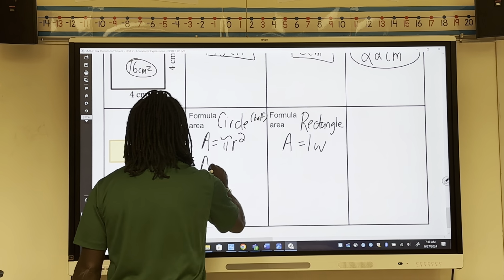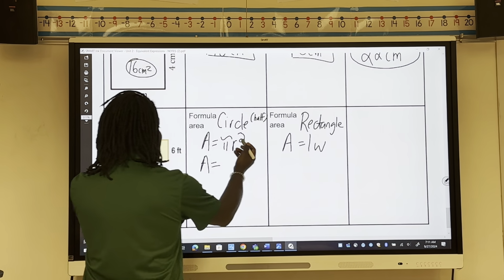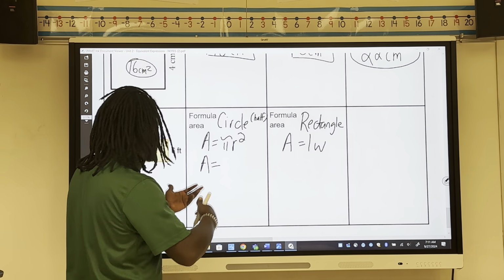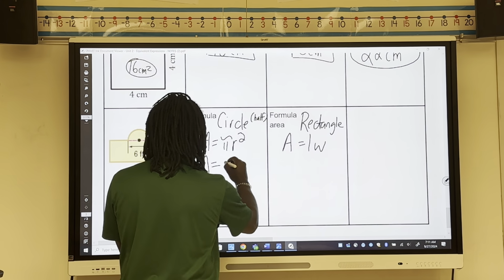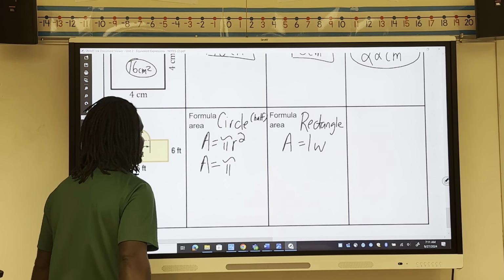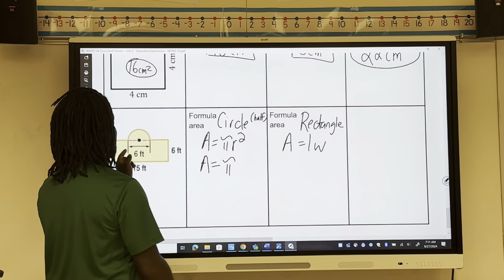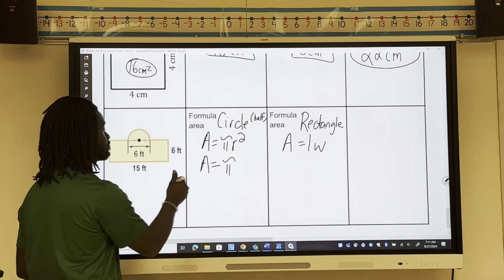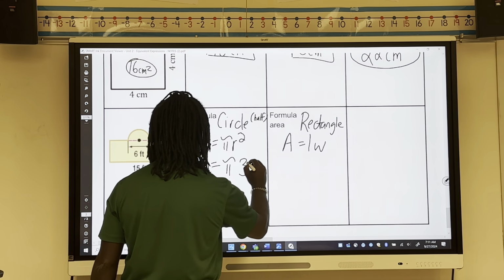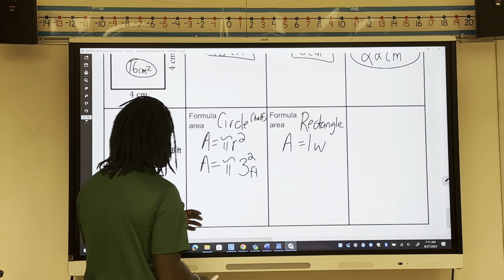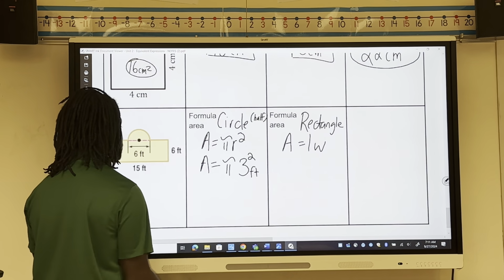So A equals pi. We can use 3.14, or I would just say, using the decimals calculator, just use the pi symbol. And then the radius, again, is half of the diameter. It goes from one side of the circle to the middle. So my radius is 3, it's 3 feet, and that's going to be squared.